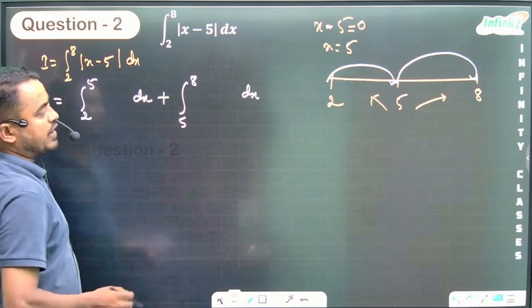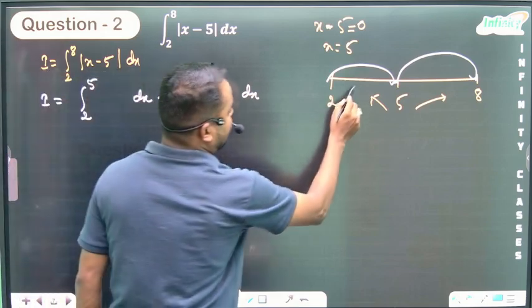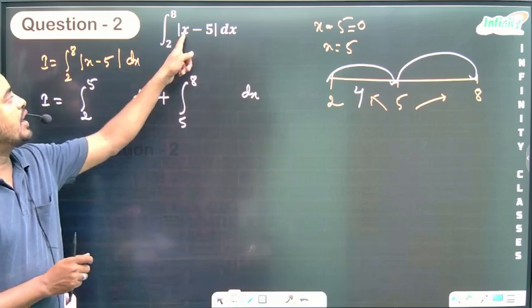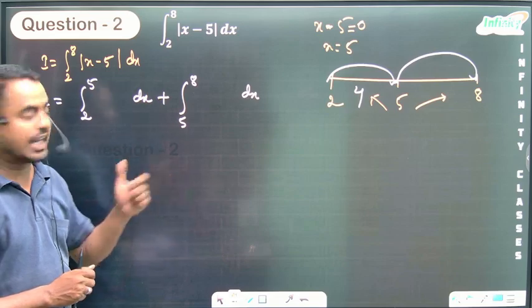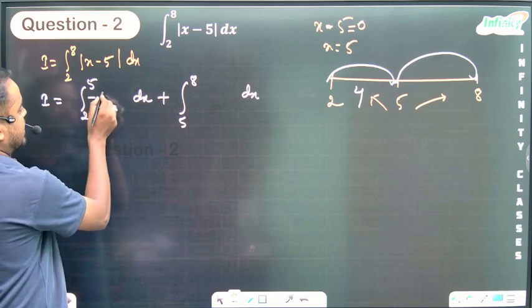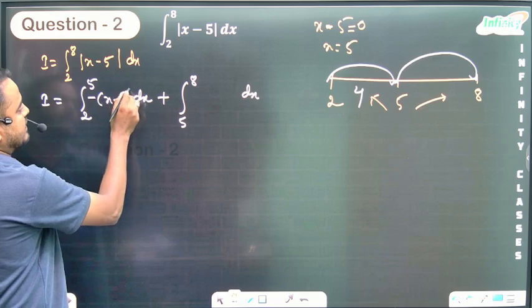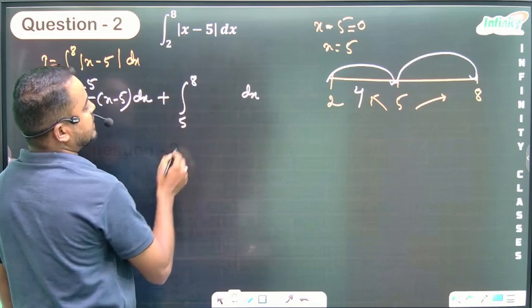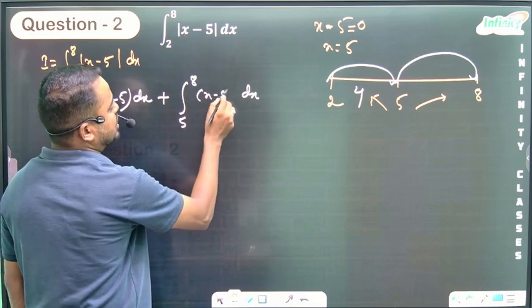See here, 2 to 5. In this interval, take any one value here. I am taking 4, which lies between 2 and 5. Put 4 here. 4 minus 5 is minus 1, it is negative. So here it is opening negatively, that is minus of x minus 5. And here 5 to 8, take 6. 6 minus 5 is 1, so here it is opening positively.